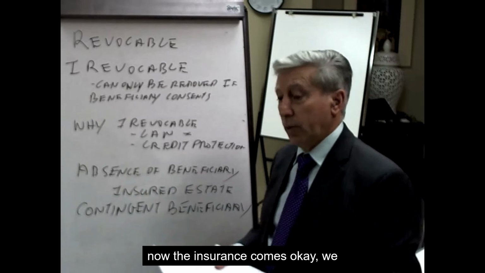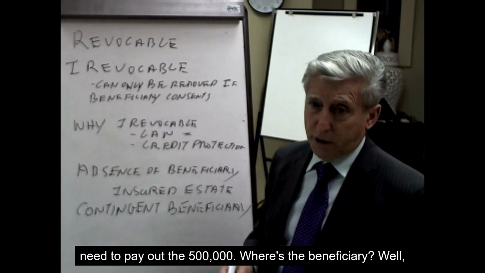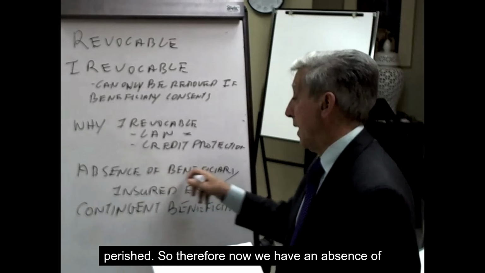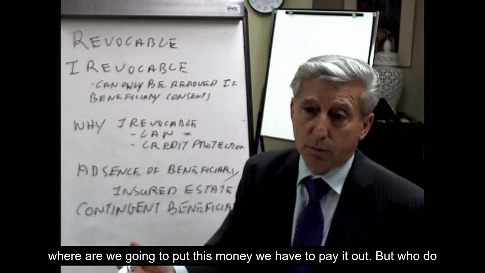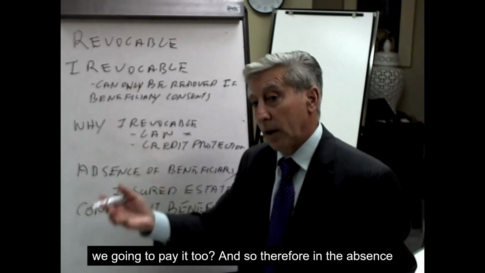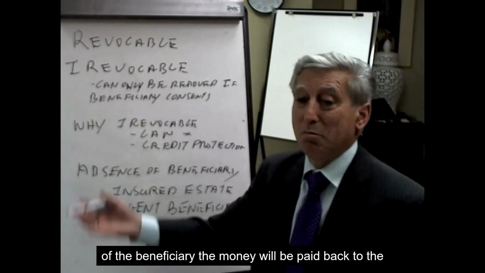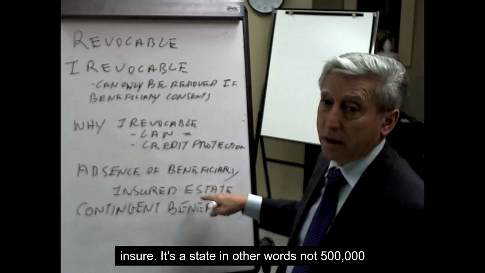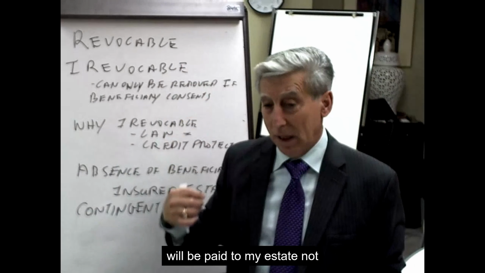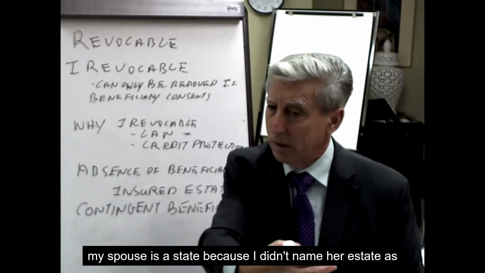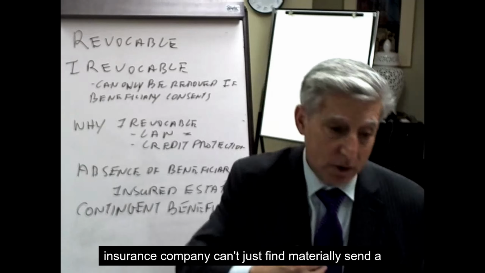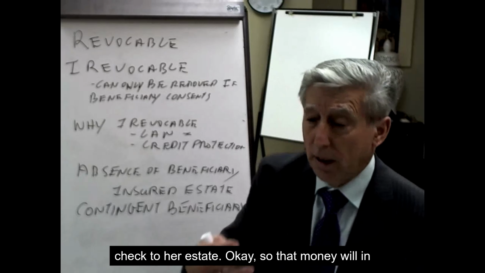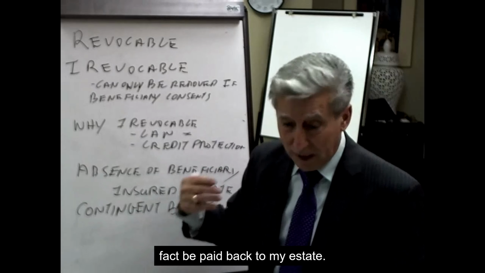And now the insurance company says, okay, we need to pay out the $500,000. Where's the beneficiary? Well, there is no beneficiary because the beneficiary perished. So therefore, now we have an absence of beneficiary. So the obvious question now is, where are we going to put this money? We have to pay it out, but who are we going to pay it to? In the absence of a beneficiary, the money will be paid back to the insured's estate. In other words, that $500,000 will be paid to my estate, not my spouse's estate, because I didn't name her estate as a beneficiary. I named her. She's not there. So the insurance company can't just arbitrarily send a check to her estate. So that money will in fact be paid back to my estate.